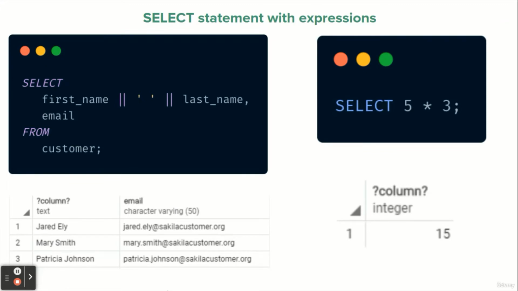The following example uses the select statement to return full names and emails for all customers. In this example, we use the concatenation operator to concatenate the first name, space, and last name of every customer. The next example uses the select statement with an expression. It omits the from clause.